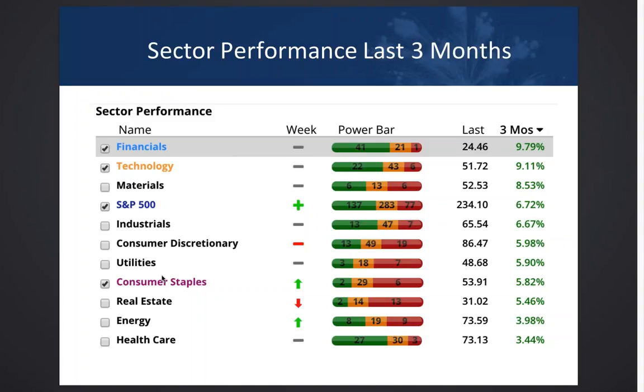And later in the webinar, we're going to look at financials, consumer staples, and then the semiconductor segment of the technology sector.